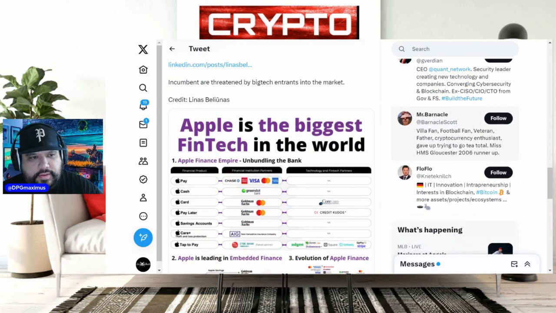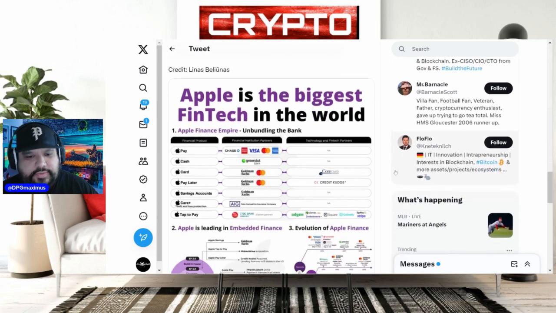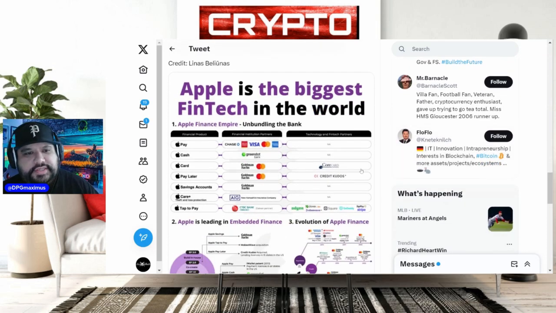Incumbents are threatened by big tech's entrance basically into the market. And again, on the chopped up version of this later, if you see me grimacing, you know why. Credit is from Linus Belwinus. I'm not pronouncing that right. But anyway, Apple, yes, like it says, is the biggest fintech in the world. Apple Finance Empire, unbundling the bank.